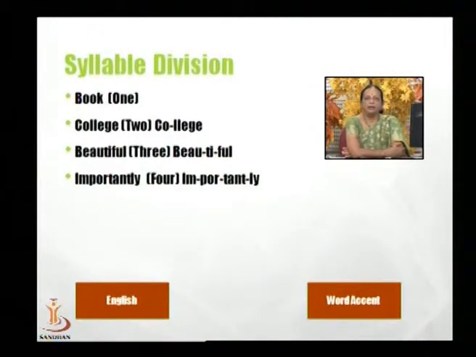We need to be able to divide the words into syllables, I said. I've given you examples, but to make it clear, let me once again tell you that in words like book and many other words that we looked at earlier, school, girl, boy, bench, chair, shine, right, in all these words, there is only one syllable. What about words like college, teacher, student, table? What is happening? There are 2 syllables.